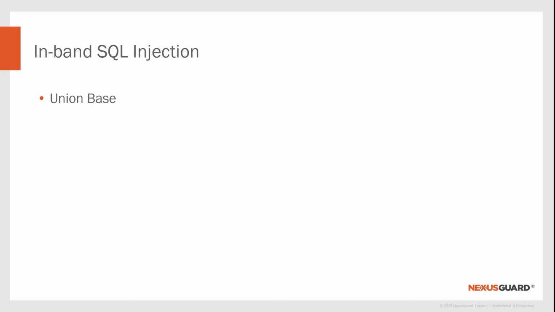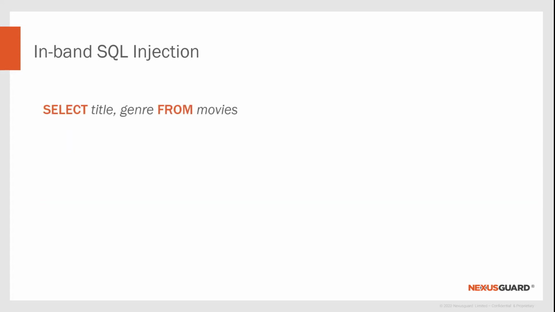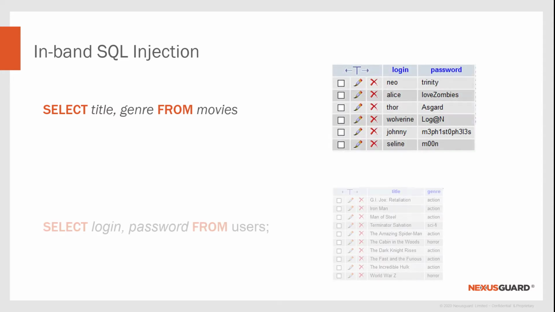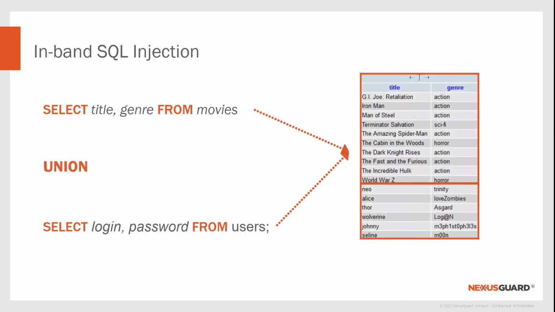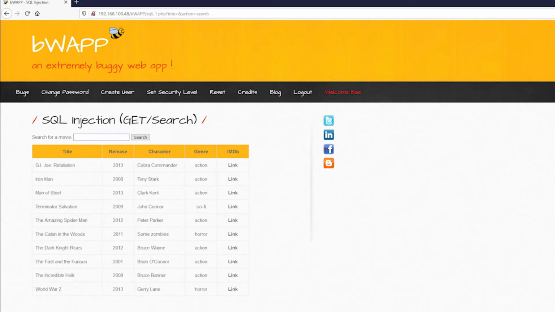Union-based, as the term itself, uses the UNION SQL command to alter the vulnerable query to display other data in the database. For example, a normal query to extract the title and genre from the movies table would look like this. And, login and password from the users table. Using the union command, it will combine the two tables into one where the result is the unique records from each table. To test for this vulnerability, we'll try to inject a simple ORDER BY to check how many columns are queried on the current statement. This is a trial and error test, and since the page displays 5 columns, we'll start with 6. We'll do this until it returns an error.